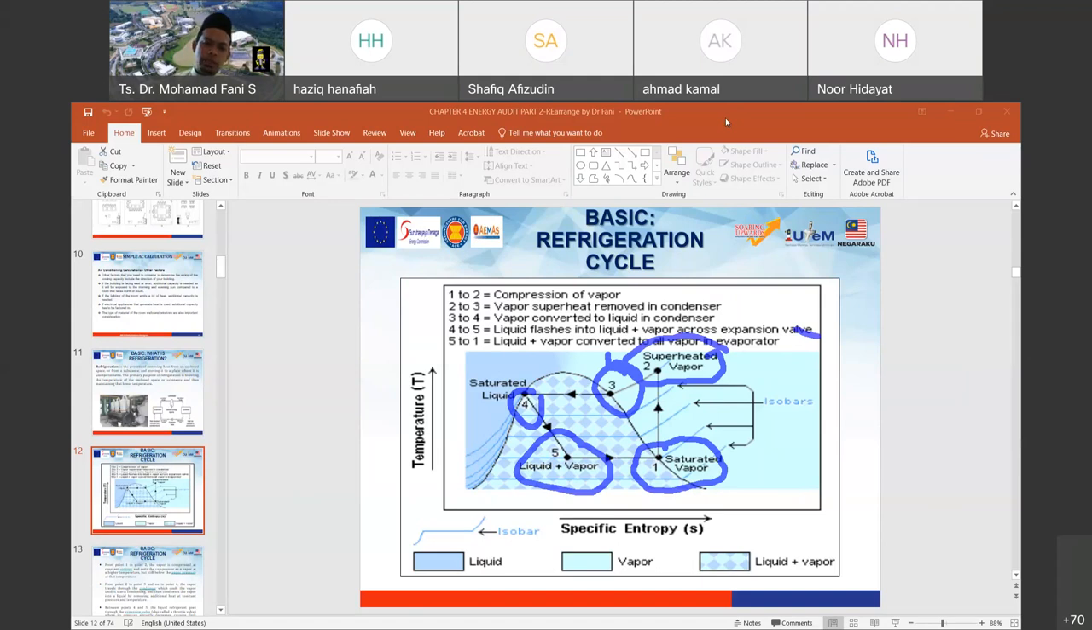The purpose of the process is to maintain the temperature of the water. For water cooled types of refrigeration, it will maintain the temperature for the air cooled side or the water cooled side.